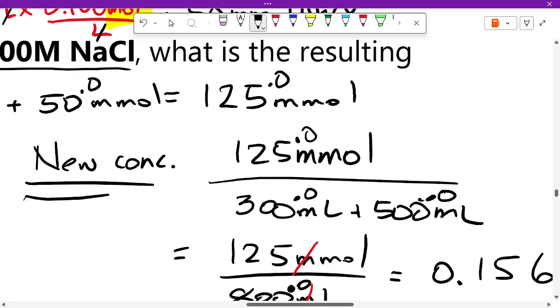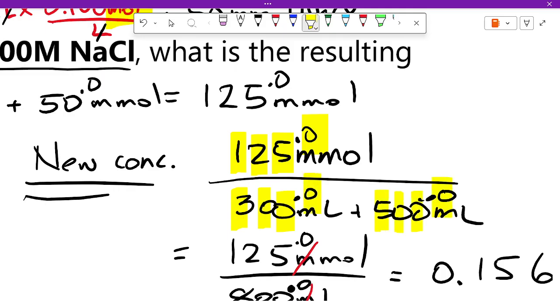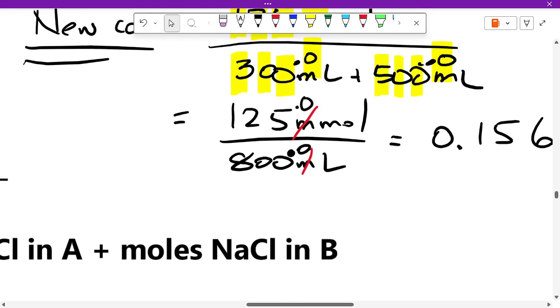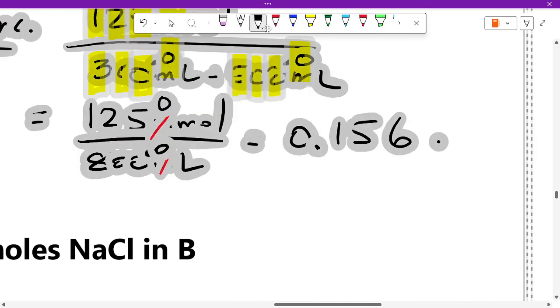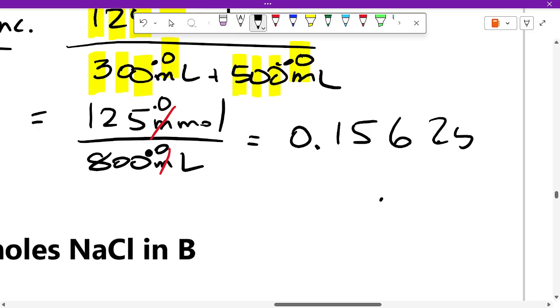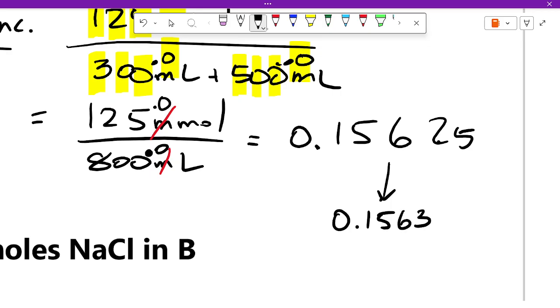How many sig figs in all my numbers? One, two, three, 4. 1, 2, 3, 4. 1, 2, 3, 4. Oh, so it should be 0.156, and then we have a 2.5, which would then round to 0.1563 molar NaCl. Yes?